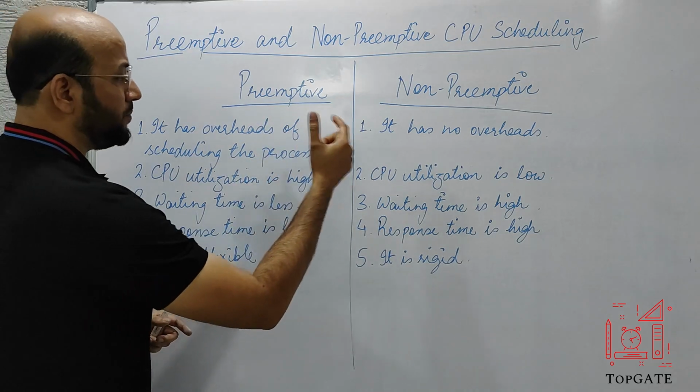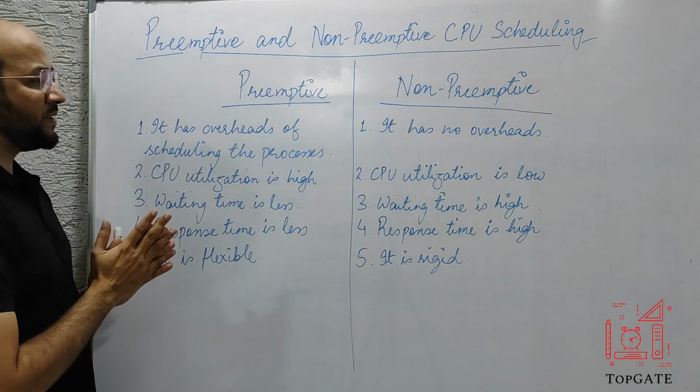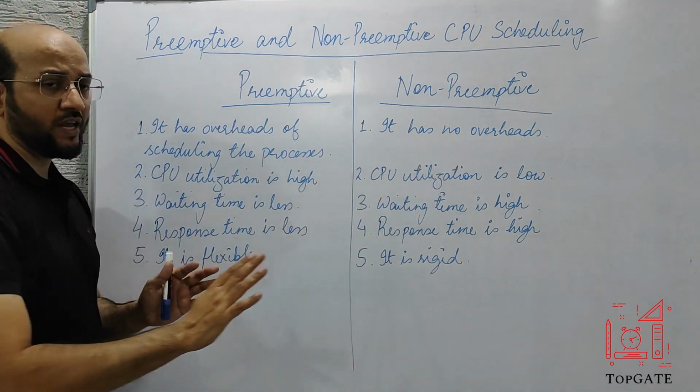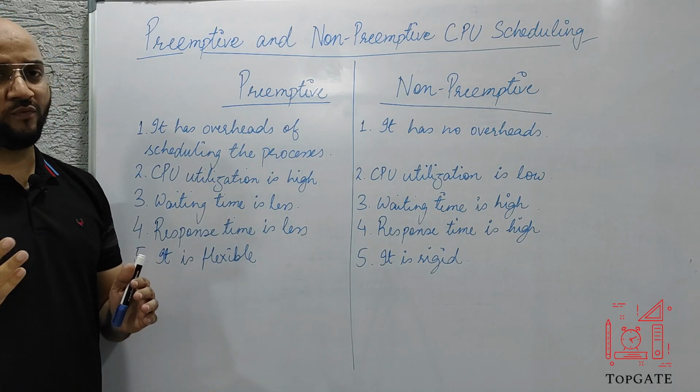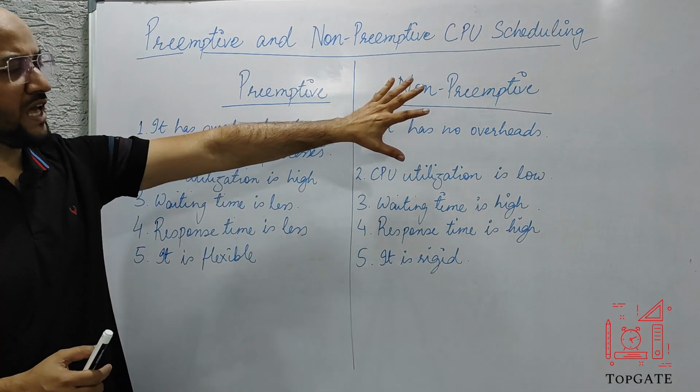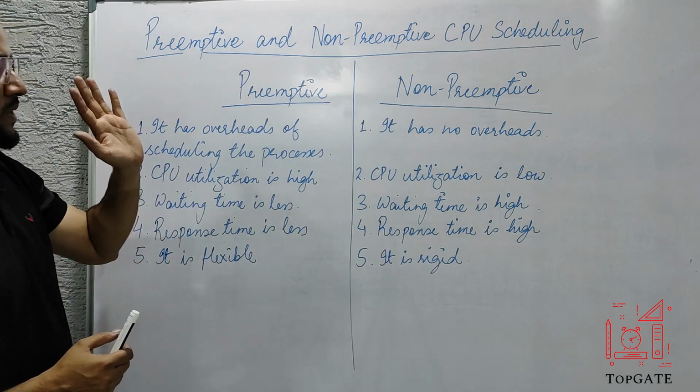But in non-preemptive, as opposed to the preemptive one, it has no overheads. Why? Because we are not doing the context switch very frequently, therefore the overhead that we have can be ignored as compared to the preemptive one.